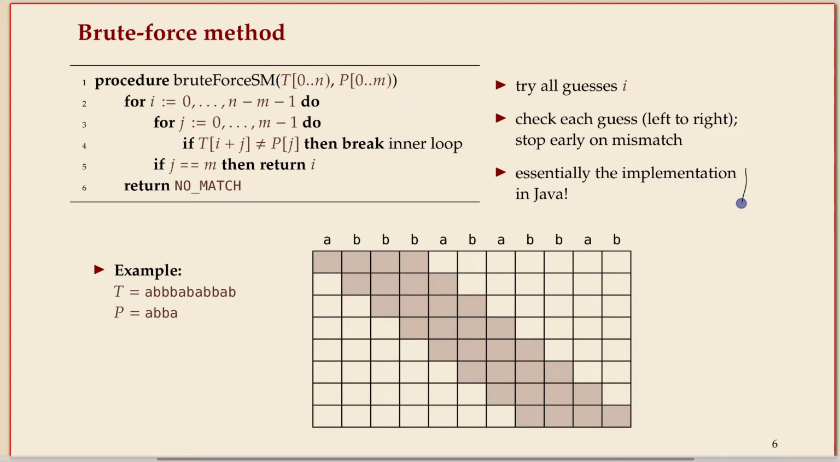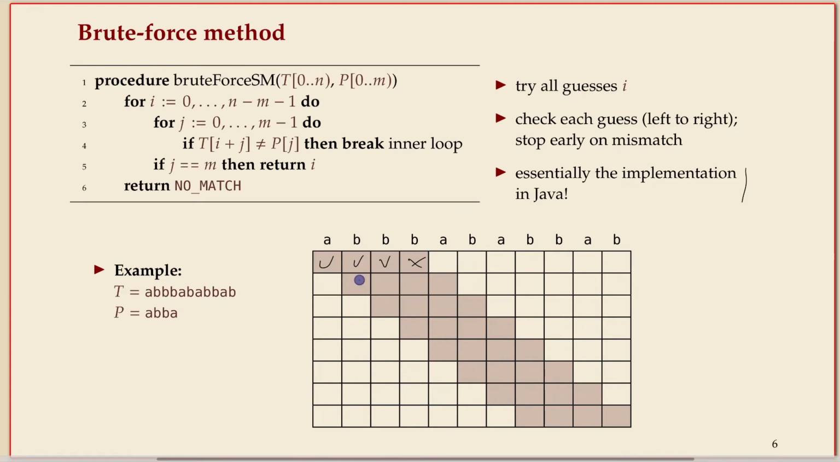For example, let's play this through quickly. We would try to find this pattern ABBA in this text. So A matches and B matches and B matches, but then this is a mismatch. So it doesn't occur in the first position.